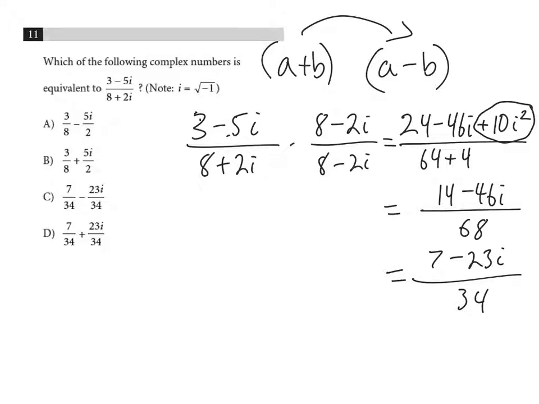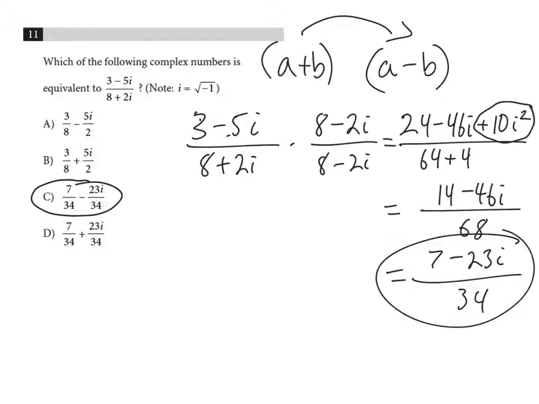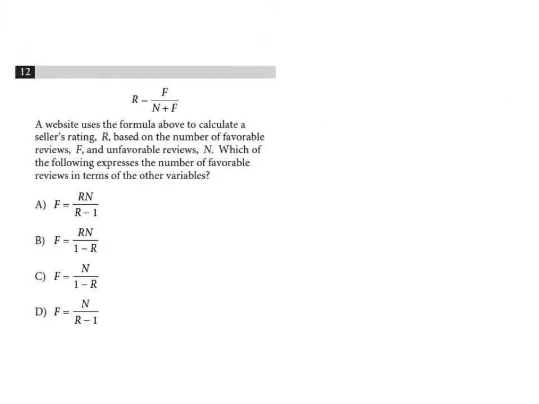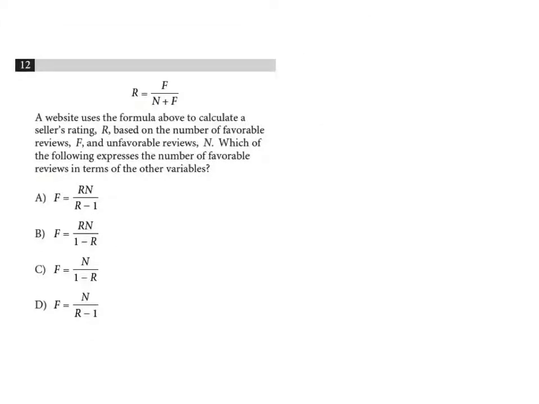Okay, well, we know that we can separate out that fraction into 7 over 34 minus 23i over 34. C is going to be our answer.